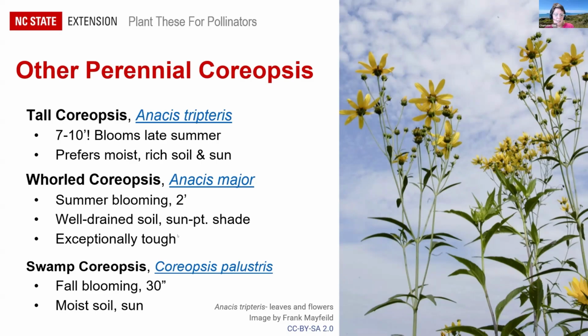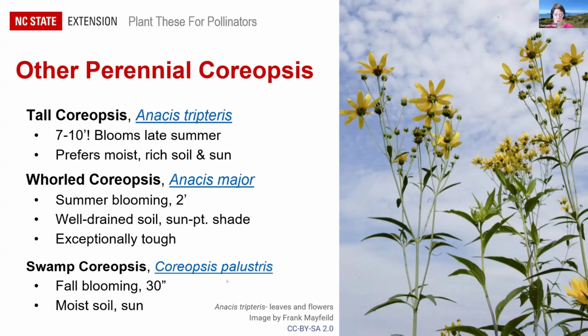And another one you may see on the roadsides through much of North Carolina is called Wild Coreopsis, Anasis major. Looks quite similar to tall Coreopsis, but just on a much smaller scale. It gets to be about 2 feet tall, and it is just exceptionally tough. You don't see that for sale at a lot of garden centers. Again, you could find it at places that specialize in native plants, but I think the one thing that stands out about it is it will grow at the edge of the woods in part shade, very dry conditions, and still grow and bloom. So if you have that really tough spot, it might be one worth looking for.